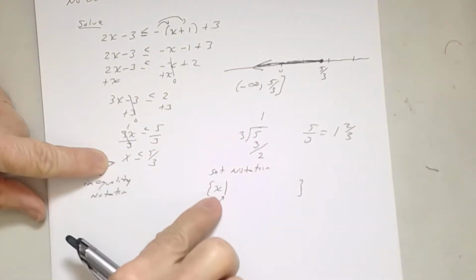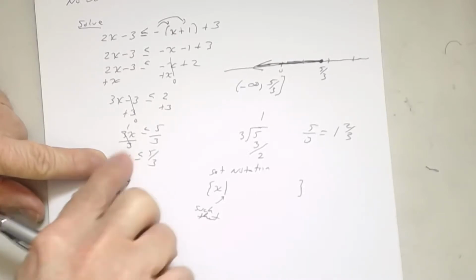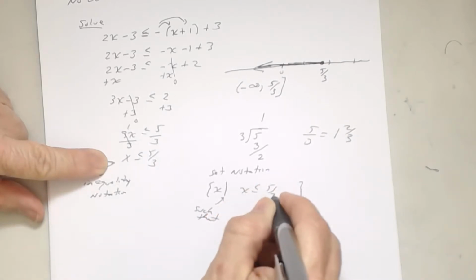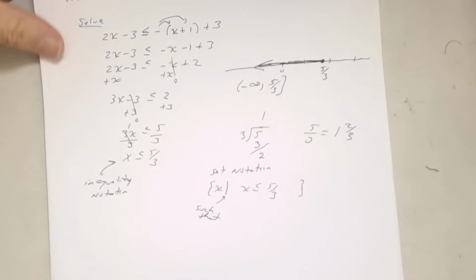So the set of x's such that, and then your x's are what? Less than or equal to 5/3. All you do is rewrite this inequality right here, such that x is less than or equal to 5/3. So you're done. That's set notation. We also talked about this last class period.